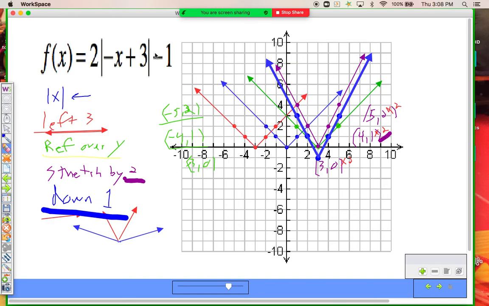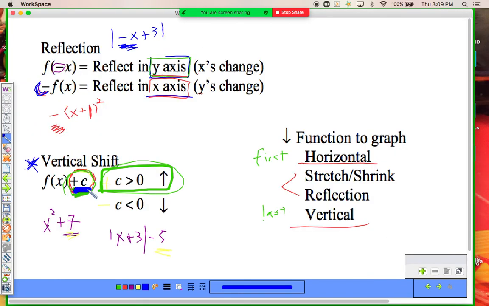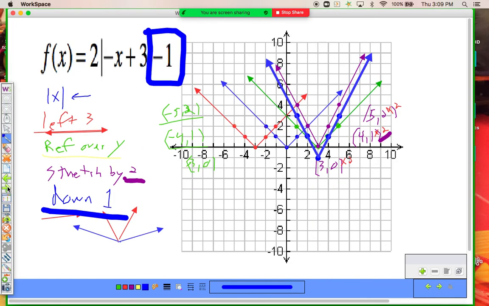The number on the outside, this number right here, outside my function, that tells us what we're going to do as our last step. Because I have a subtract 1 on the outside, that tells me to go down 1. If I had a plus 100 on the outside, I would move up 100. The number on the outside, let's go back to here. Outside your function tells you to go up or down. Just like on this last problem, this plus 1 told us to go up 1. This minus 1 made us go down 1.